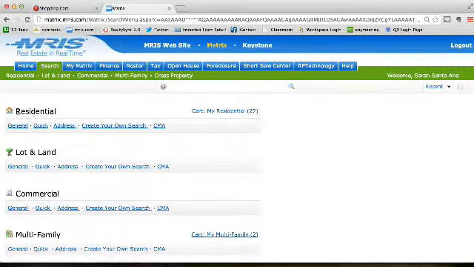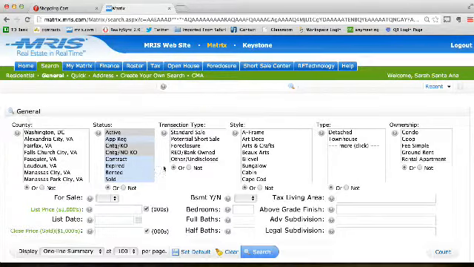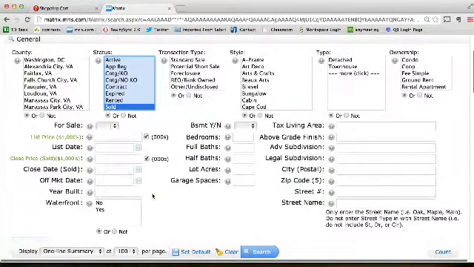Let's just say we're going to residential and we're going to general. I have a particular home that my buyer wants to put an offer on, or it could be a home where I have a seller who wants to know how much their home should be selling for. I typically start with the solds. I'm going to show you a couple ways to do this.